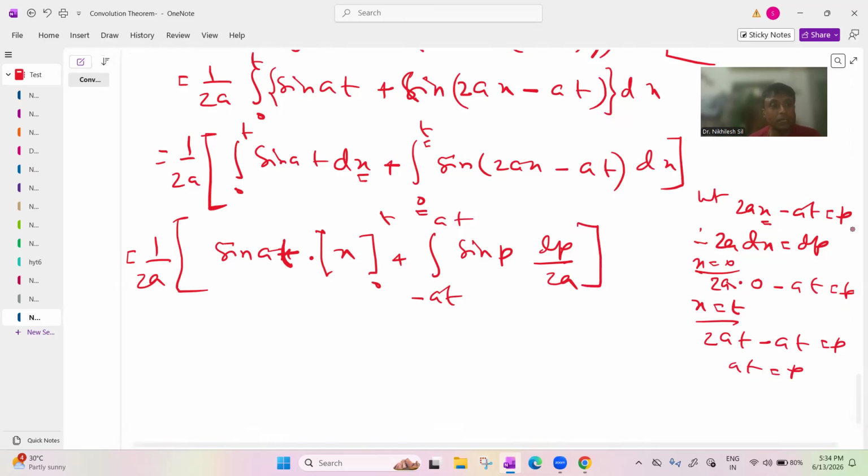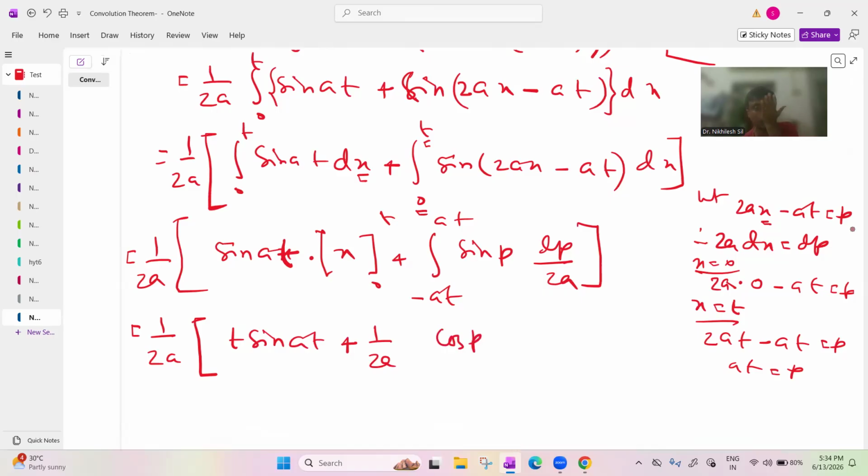This is equal to 1 by 2a integration. If we put the range x equal to 0 to t, we get t sin at plus, 1 by 2a. What is the integration of sin p? Sin p integration is cos p, and this is minus. Okay.